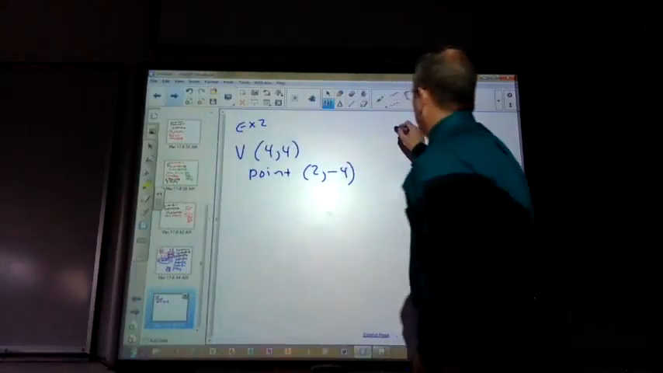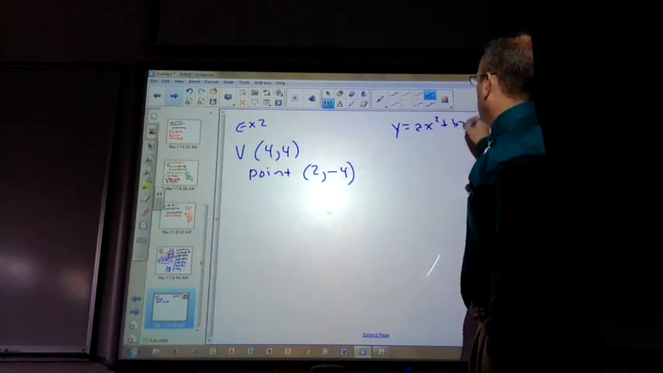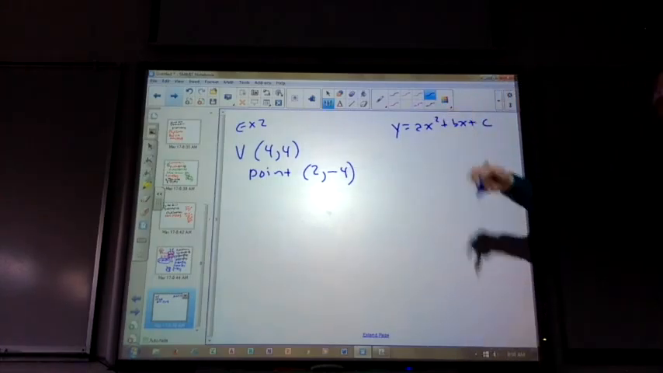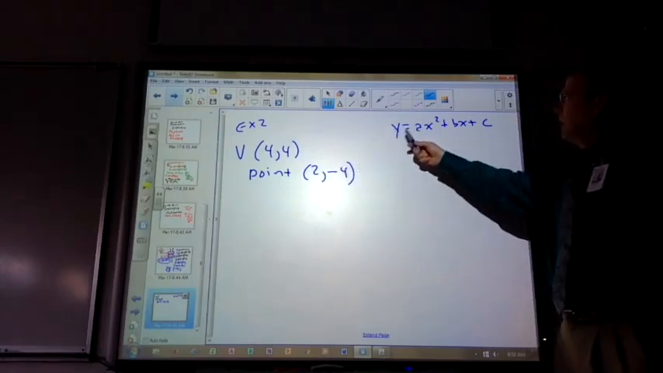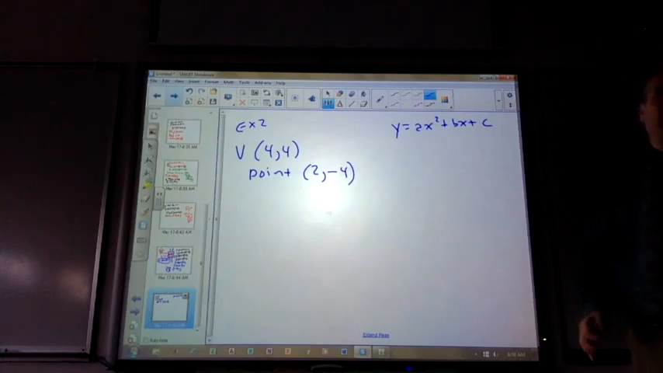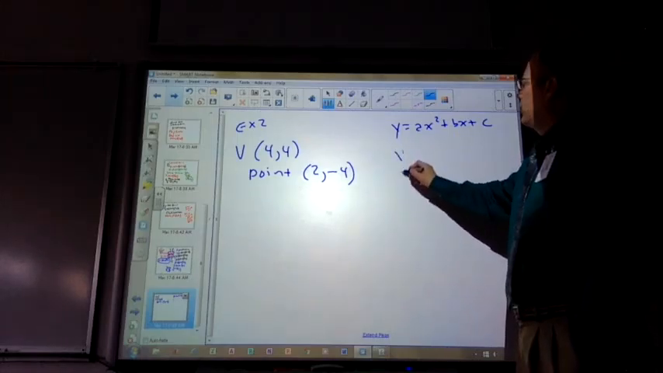So let's go through our forms. y equals ax squared plus bx plus c. Can I use this one knowing the vertex and one point? No, there's nothing I really know. I know h k, and then I know an x and a y. So I guess with this x and y, I could plug them in, but it still leaves me a, b, and c. That's kind of weird. Okay. Factored form.